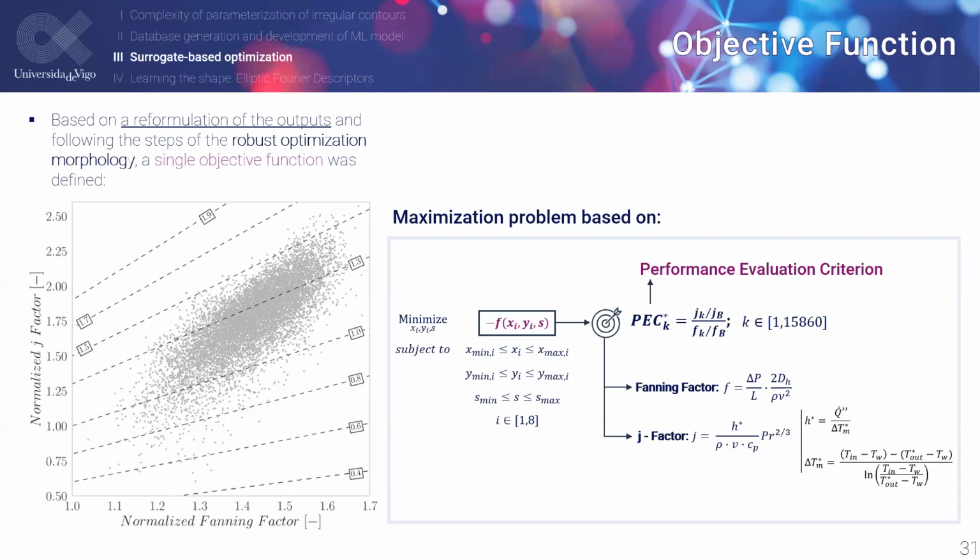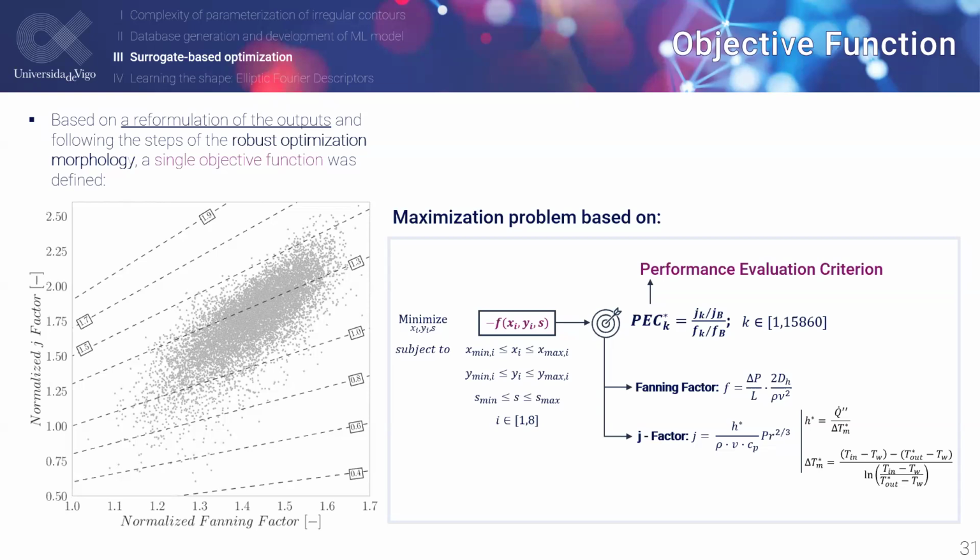Because at the beginning, we didn't know which target was more important. Is it more important to optimize the heat transfer, or is it more important to focus on the pressure drop? So this was a measure that was widely used in the literature as an objective for optimization tasks.